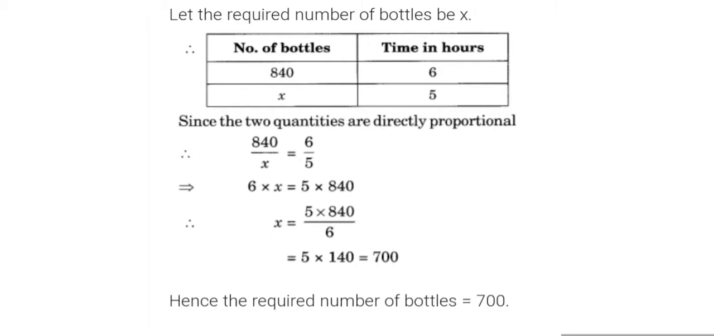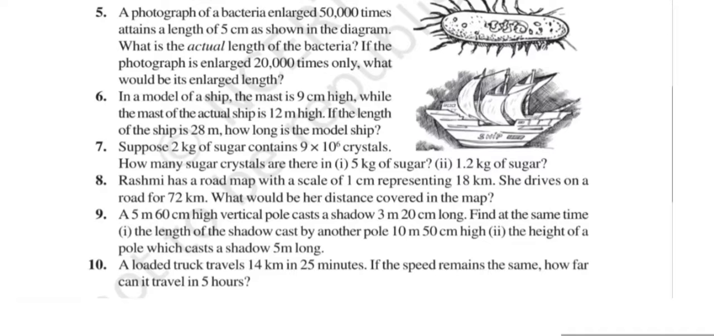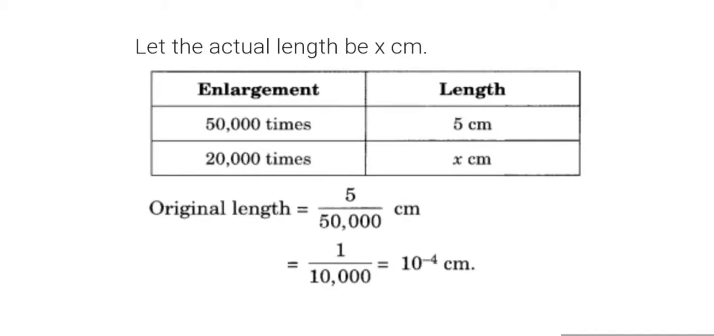Next, question number 5. A photograph of bacteria enlarged 50,000 times attains a length of 5 cm as shown in the diagram. What is the actual length of the bacteria? If the photograph is enlarged 20,000 times only, what would be its enlarged length? So here length we have to find. You can see this is also in direct proportion, means if one is increasing, the other is also increasing here.